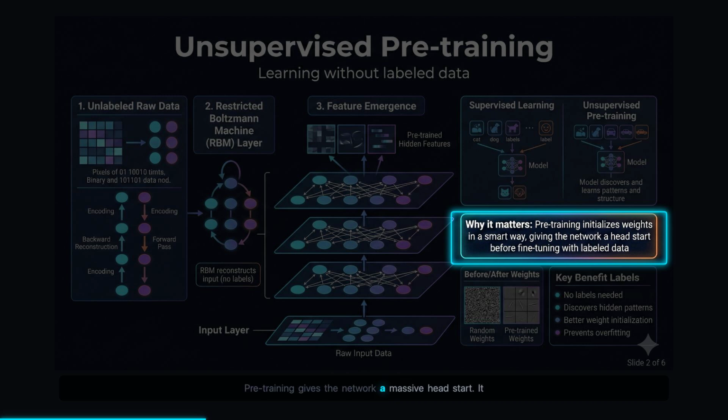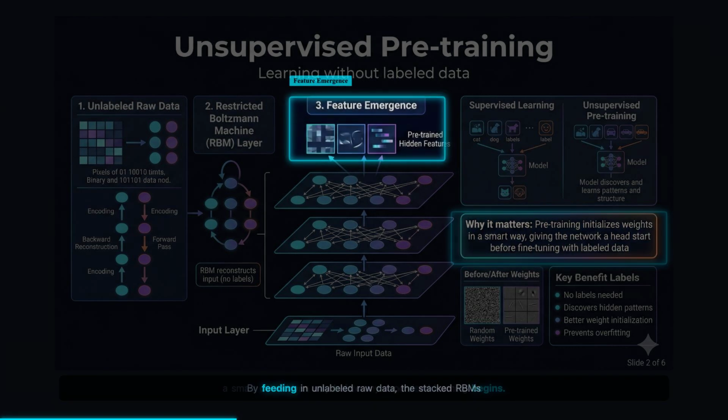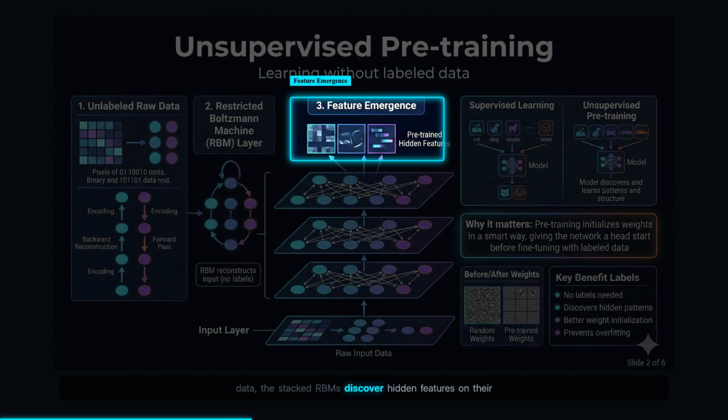Pre-training gives the network a massive head start. It initializes the weights in a smart data-driven way before any supervised learning begins. By feeding in unlabeled raw data, the stacked RBMs discover hidden features on their own. They reconstruct the input over and over, slowly learning the structure.